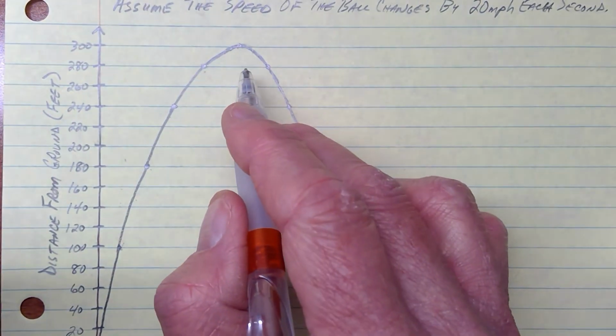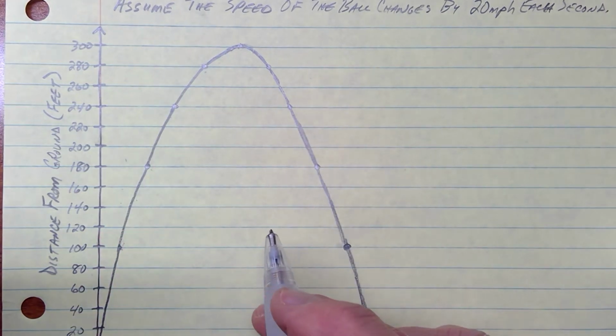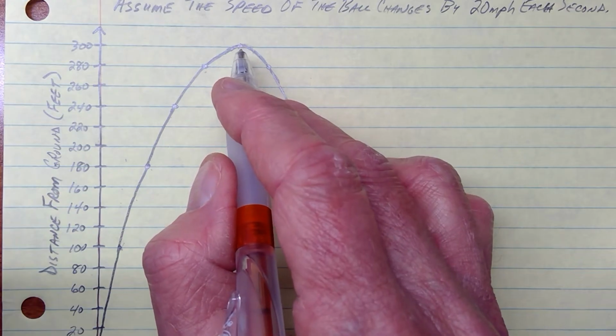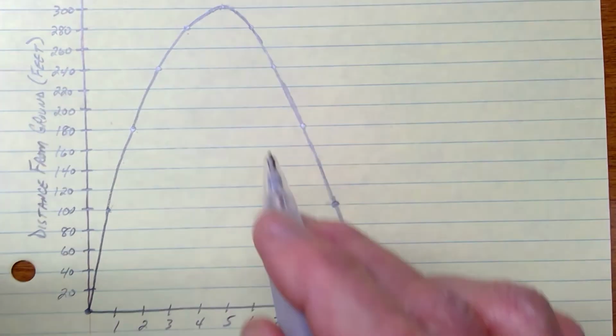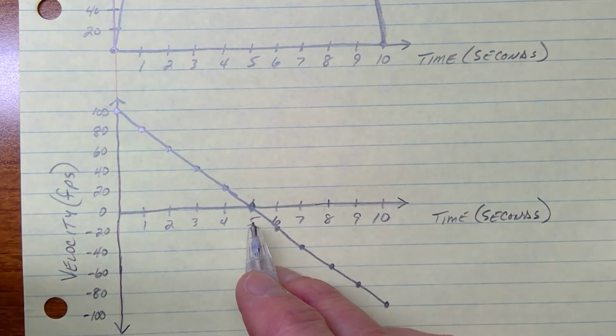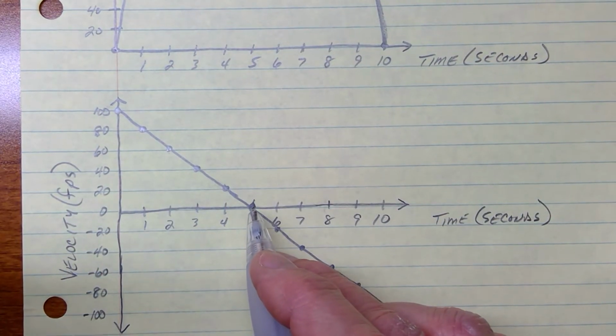So anytime you reach a peak or a valley, if this parabola was upside down and U-shaped, you'd be at the bottom of a valley. Anytime you're at the top of the mountain or bottom of the valley, your velocity is going to be 0. So at 5 seconds, my velocity was 0. I was right here on the x-axis.